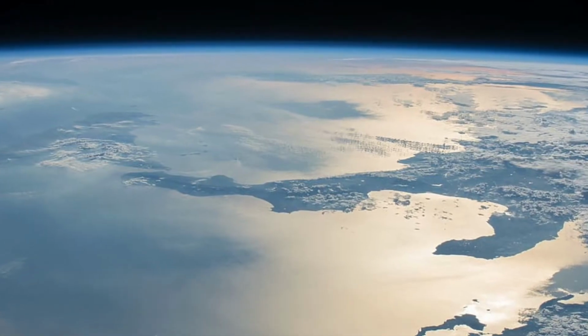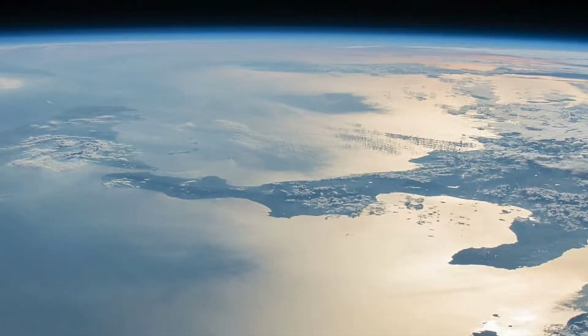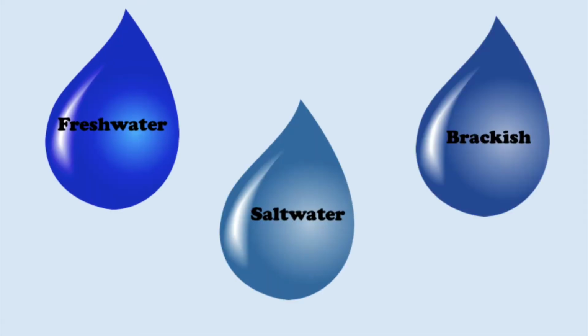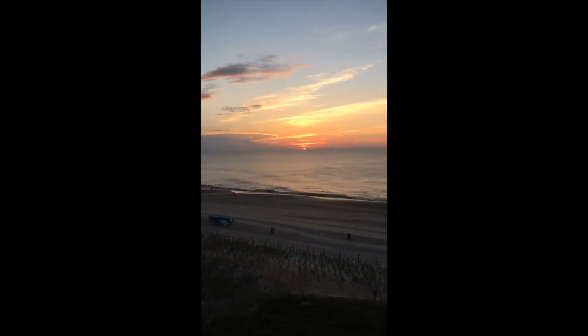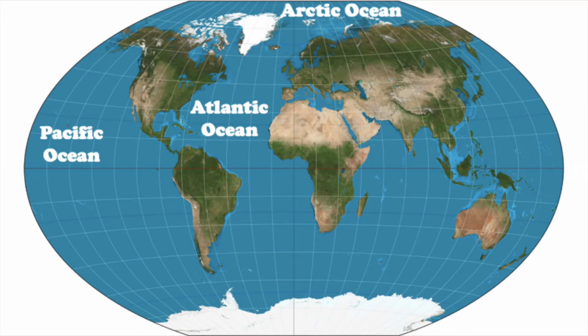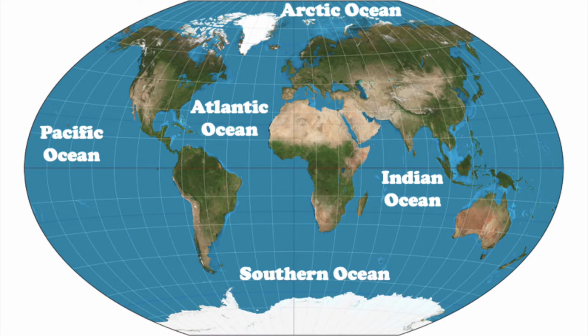As previously mentioned, water covers a majority of our planet. We can separate surface water into a few major types: freshwater, saltwater, or brackish. Saltwater or marine ecosystems include all 5 of our oceans. These are the Atlantic, Pacific, Arctic, Southern, and Indian Oceans.